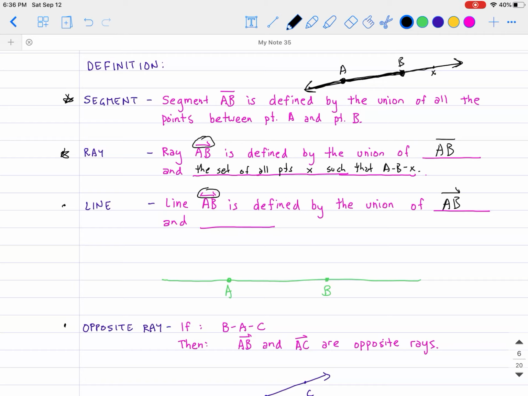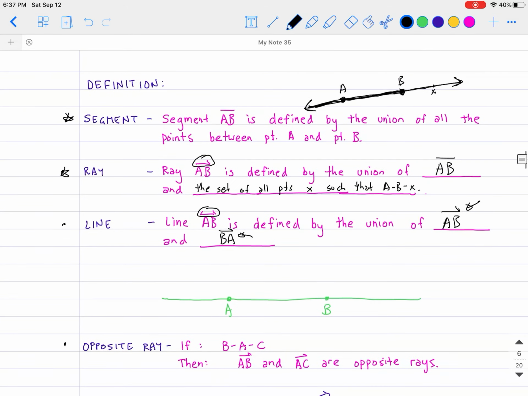So maybe I can say that AB, the line, is defined by the union of AB, the ray, going in one direction, and also BA, the ray, going in the opposite direction. And yes, the order actually does matter in this case, because you can see how in this first case it's going towards B to the right-hand side, whereas in this case it's going towards A on the left-hand side. So that's going to be the union of those two rays, okay? So there it is.